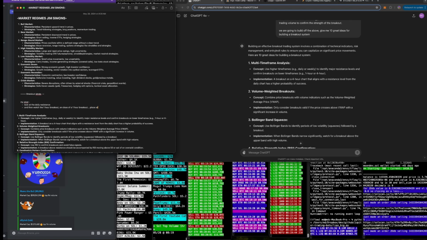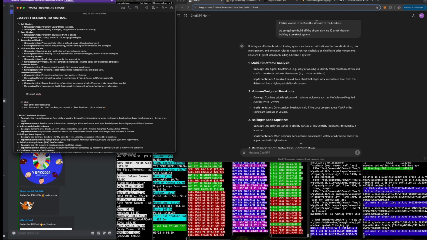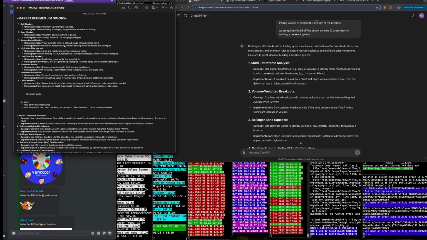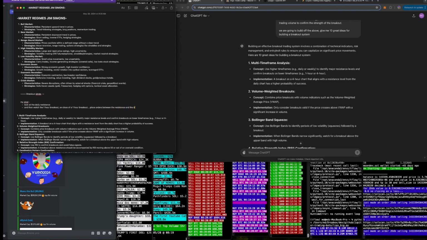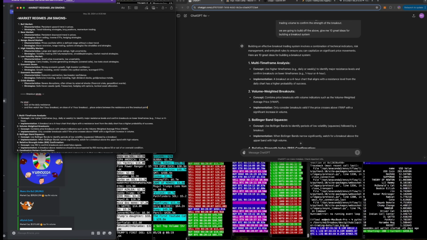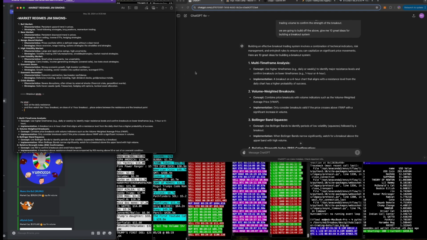Place orders between the resistance and the breakout point. Just gonna do a little baby to get started. Make sure everything's connected. We're all good live.